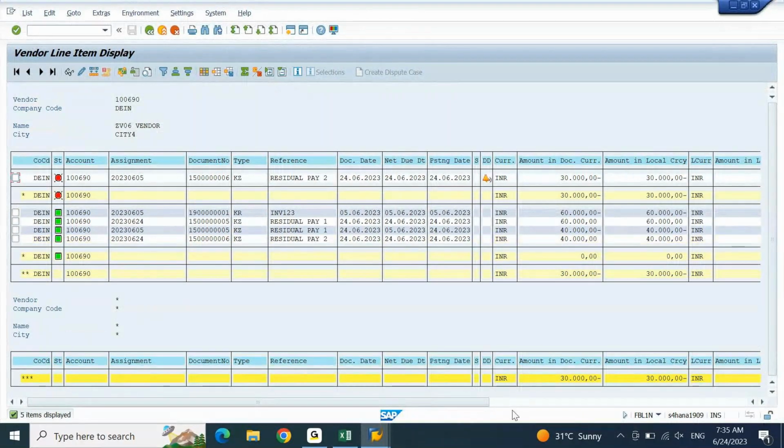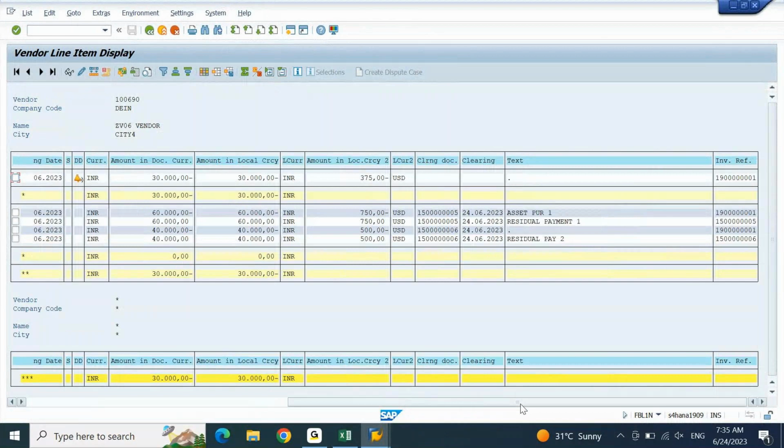If I go back, do you still hold the invoice reference as the same, or is it changing? Still same. It is still same. Whether you use partial payment or residual payment, invoice reference will always pick the original invoice number only. It will not change, because you are selecting the document.